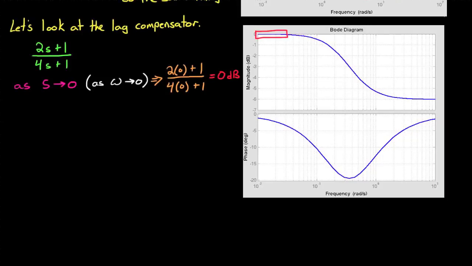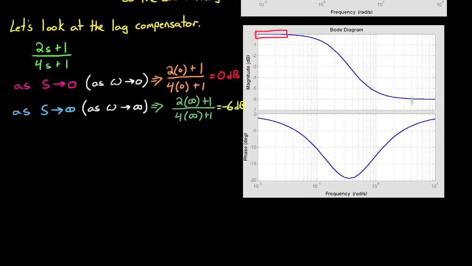And we want the DC gain to be 0 dB since we've already stated that we don't want to mess up our steady-state error, so this won't affect it. Also, as s approaches infinity, the magnitude approaches 2 divided by 4, or 0.5, which corresponds to minus 6 dB. And again, we see that clearly in the Bode plot.